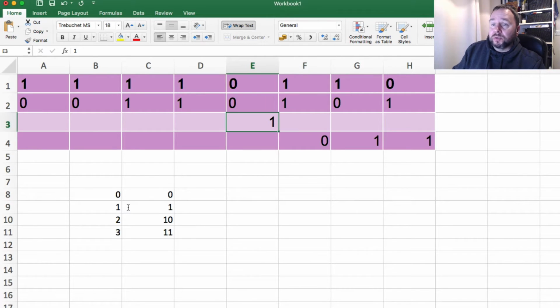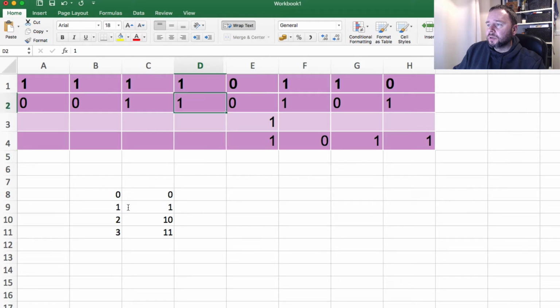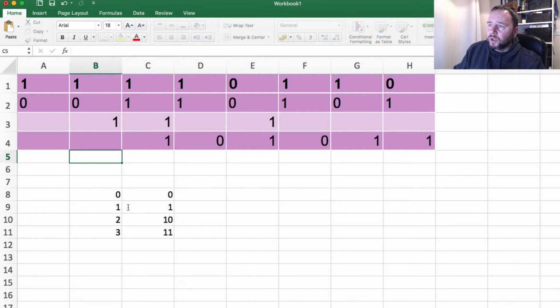Naught plus 1, the carry is 1. 1 plus 1 is 2. What was 2? It's 1 0. So we carry the big number, we carry the 1. 1 plus 1 plus 1 is 3. So that's 1 1. So again, we carry the 1. 1 plus 1 is 2.